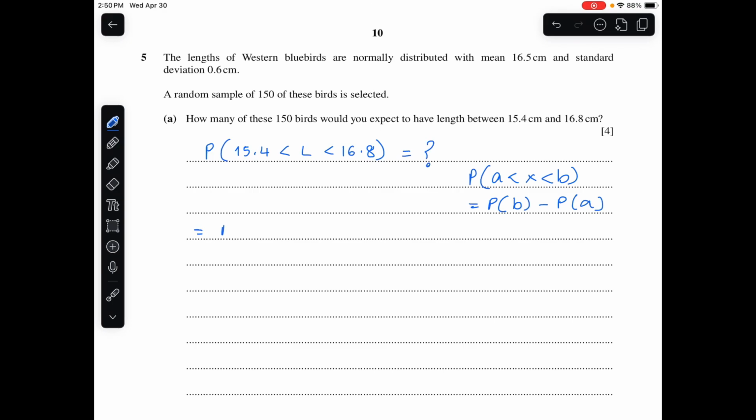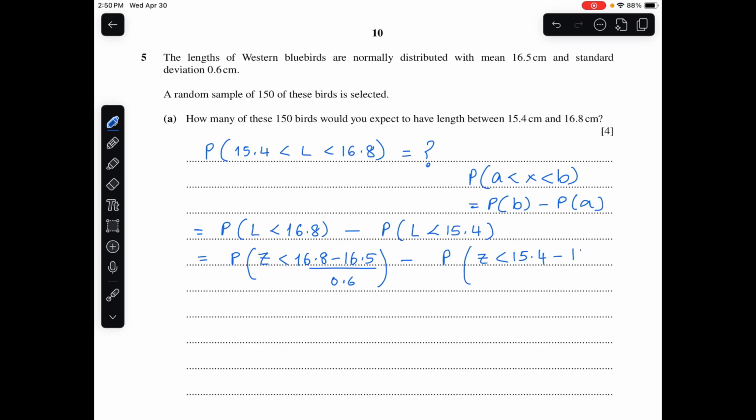So this is going to be the probability of L less than 16.8 minus the probability of L less than 15.4. Let us first find the z-score. The z-score is going to be 16.8 minus the mean, which is 16.5, divided by the standard deviation, which is 0.6, minus the probability of z-score less than 15.4 minus 16.5 divided by 0.6. Use your calculator to work this out.